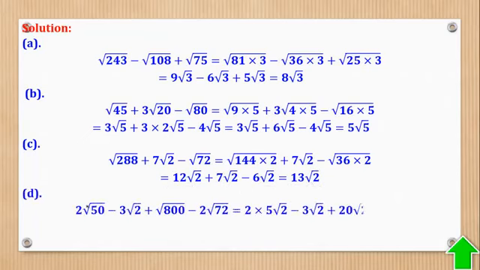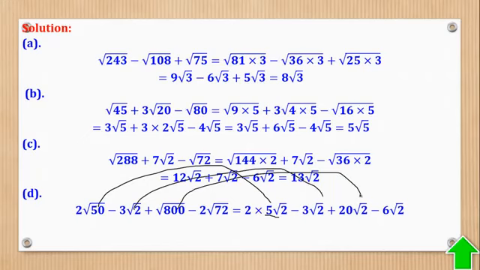Then question part D. So this is the same as this one. I believe by now you know how this comes about, because 50 is the same as 25 times 2, but the square root of 25 is 5. Then also this is already simplified. Then this one, I believe you know how it comes about, because 800 is the same as 400 times 2, where the square root of 400 is 20. Then this one also, I believe by now you know how it comes about.